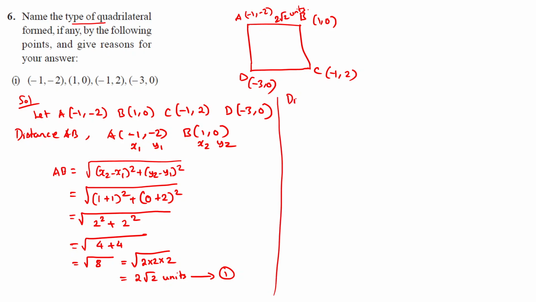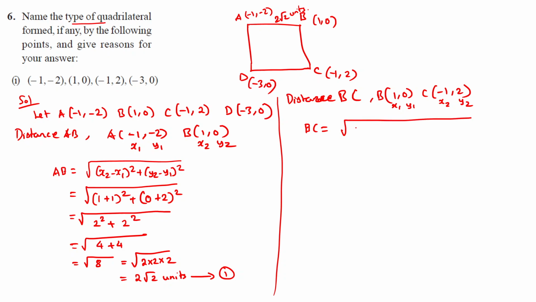So distance of BC. So what are the coordinates? B is 1 comma 0 and C is minus 1 comma 2. X1, Y1, X2, Y2. BC is equal to, write the formula, each and every time write the formula. So this will not let you commit any mistakes. Okay, x2 minus x1 whole square plus y2 minus y1 whole square.